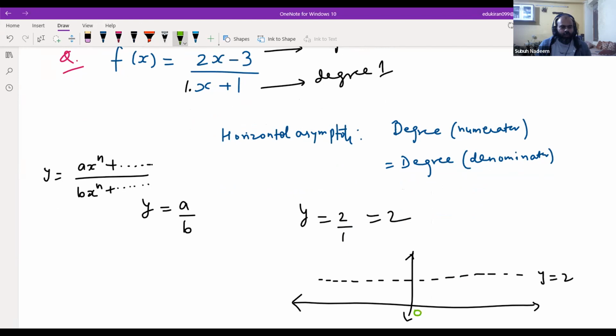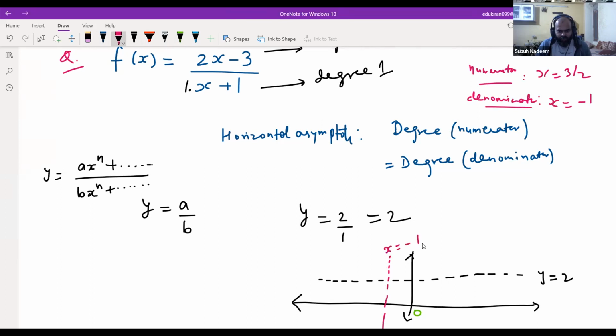Now, if you draw the graph, you can see that the zeros of this graph are, for the numerator, you will get 0 at x is equal to 3 by 2. And for the denominator, you will get the asymptote as x is equal to -1. So this is the vertical asymptote, x is equal to -1. And there is a 0 at 3 by 2.